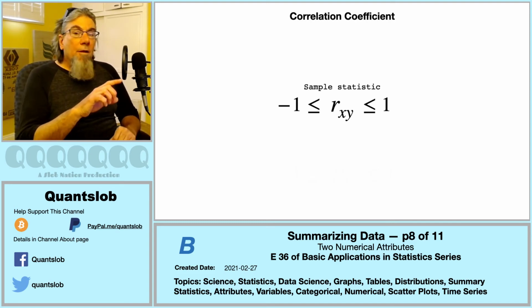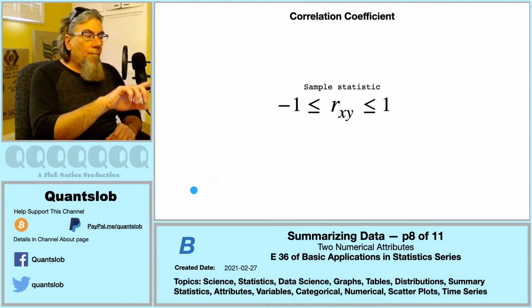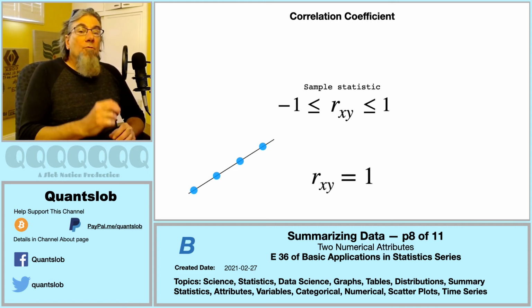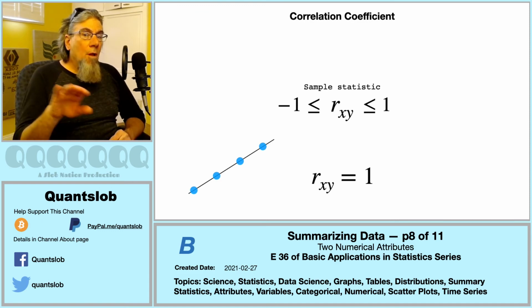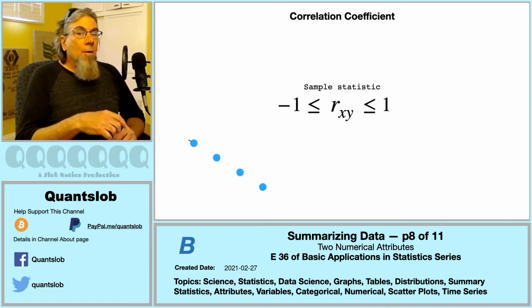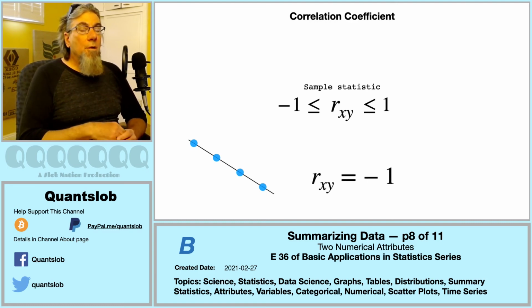Now, here, if all the points lie directly on an upward sloping line, that is, there's no vertical scatter, our correlation coefficient will be 1. If all the points lie directly on a downward sloping line, that is, there is no vertical scatter here, and they're landing on a downward sloping line, our correlation coefficient is going to be -1.